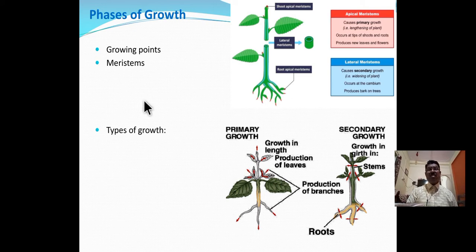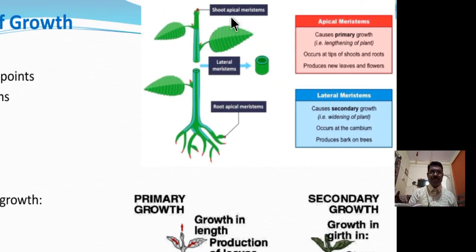The meristems are of three types. This is the apical meristem. This is the lateral meristem, and the third is called the intercalary meristem. So three types are there: apical, lateral, and intercalary. The intercalary meristem is not shown here.